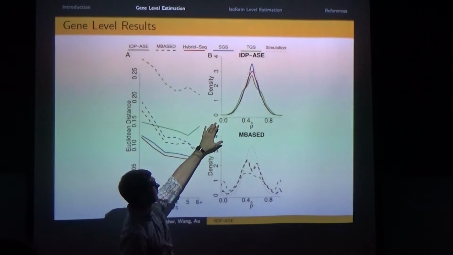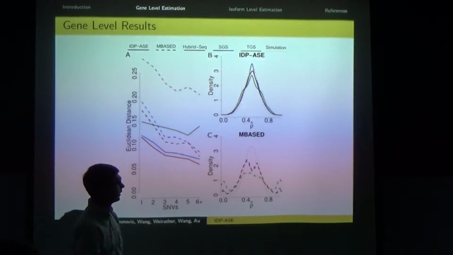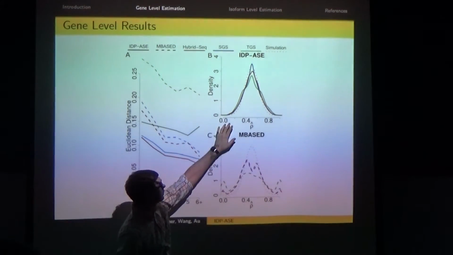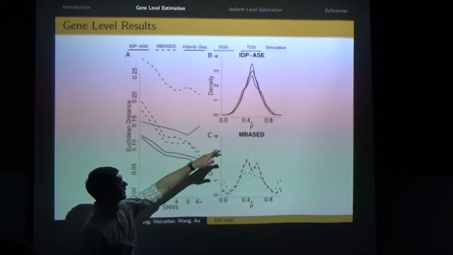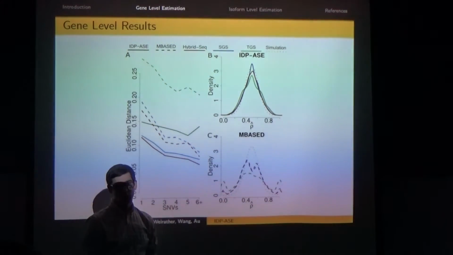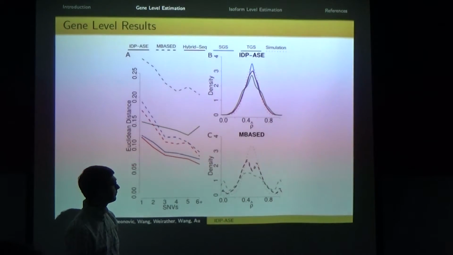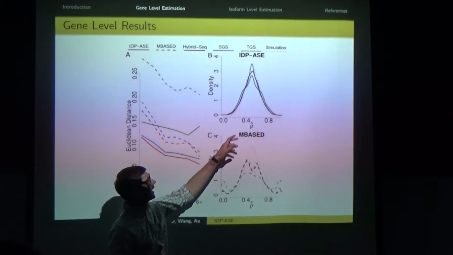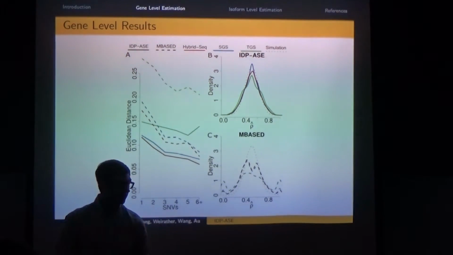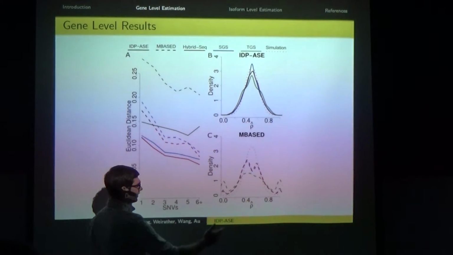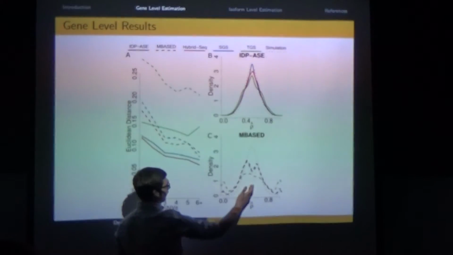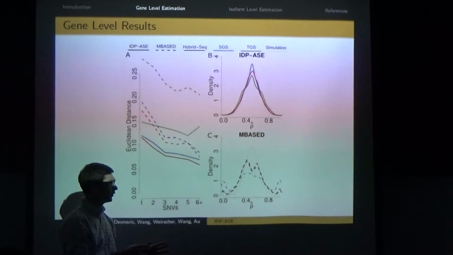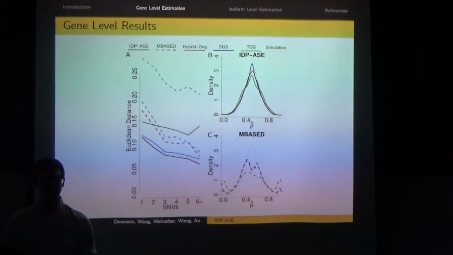On the right here, we have the density plots of the estimates of rho. The gray dots here indicate the simulated rho density. It's a normal distribution. And you can see the output of IDP-ASE matches very closely to the simulation, whereas M-based is very shy about estimating rho to be far from 0.5 and tends to favor values just close to 0.5.